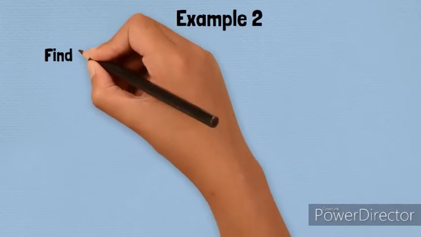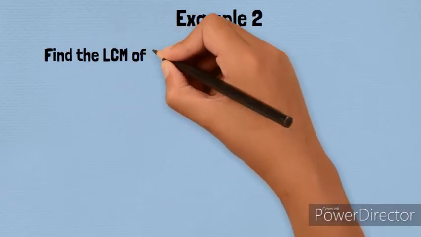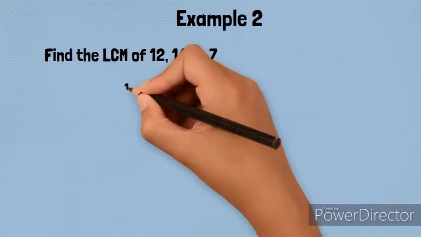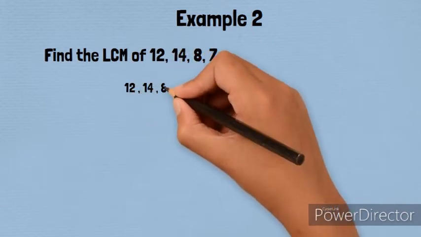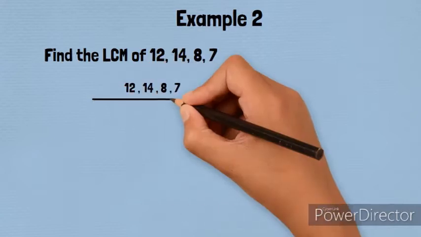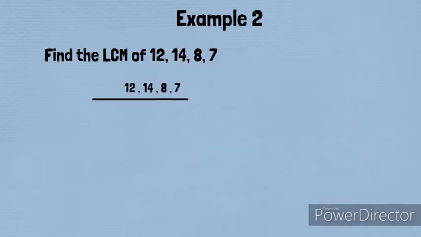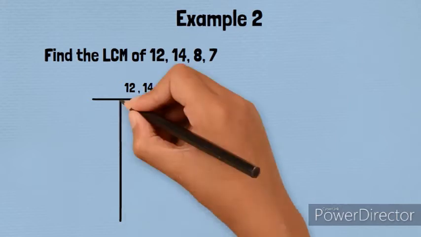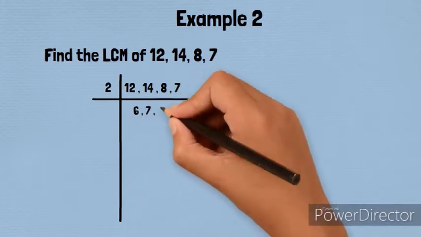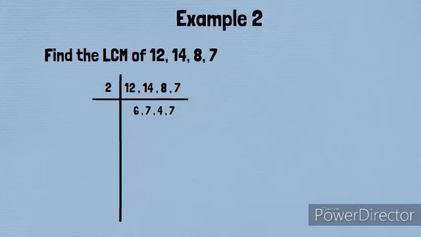Example 2. Find the LCM of 12, 14, 8, and 7. Remember, for the prime factorization method, you can only use prime numbers. So let's divide 12, 14, 8, and 7 by 2. 12 divided by 2 gives us 6, 14 divided by 2 gives us 7, 8 divided by 2 gives us 4, and 7 cannot be divided by 2, so we bring down the 7.